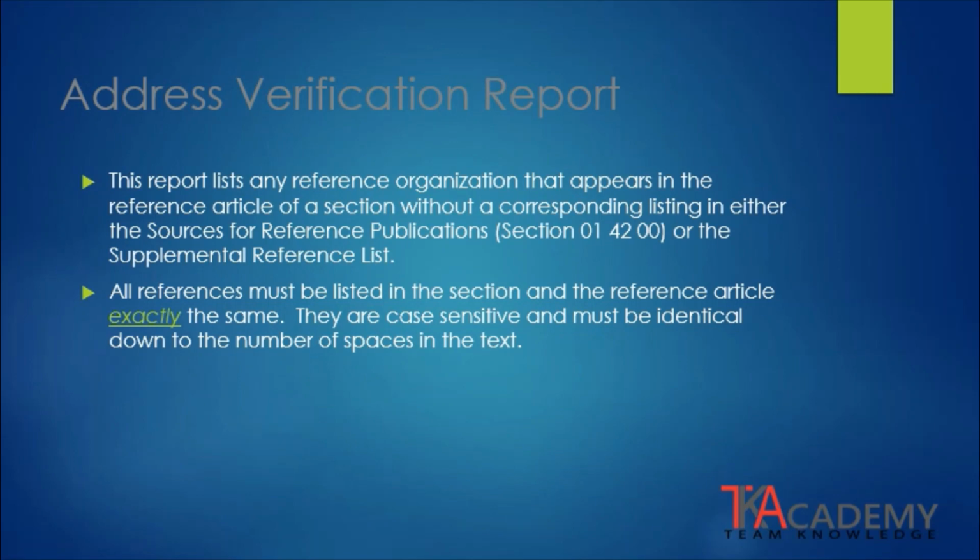The address verification report will list any reference organization that appears in a reference article of the section without a corresponding listing in either the sources for reference publication in section 014200 or the supplemental reference list. All references must be listed in the section and in the reference article the same way. They are case sensitive and must be identical down to the number of spaces within the text.